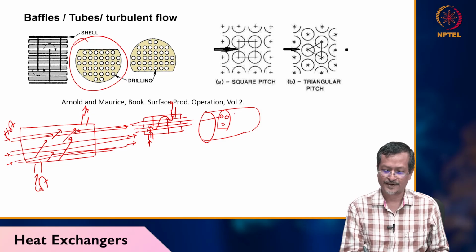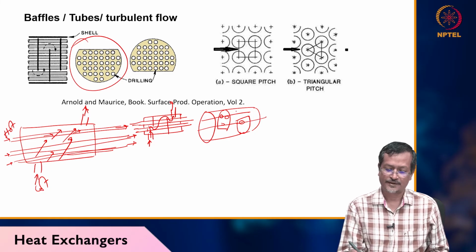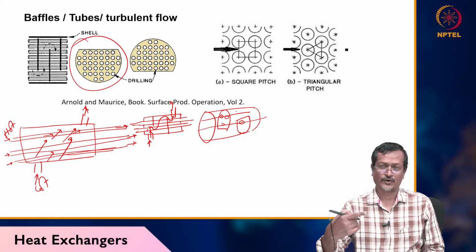So one pipe will be entering through this, and another baffle will be there. So maybe one pipe will be entering and this will be entering to baffle and it will go out. So that way you are getting more turbulence.